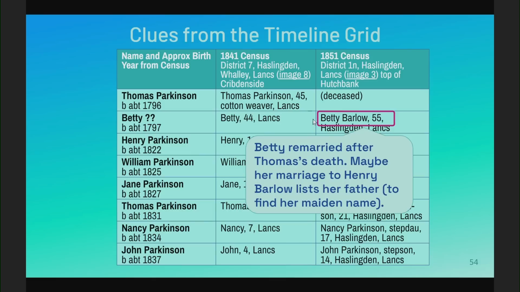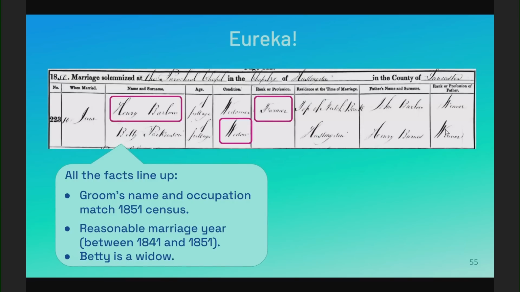That marriage would have taken place between 41 and 51, and later marriage records in England will often list the father of the bride and groom. And that is exactly what we find. So I find this record.